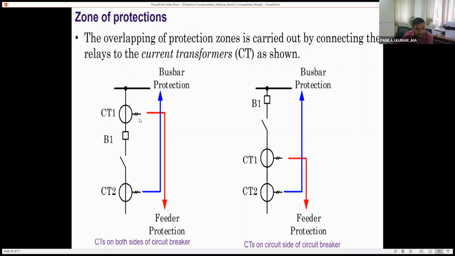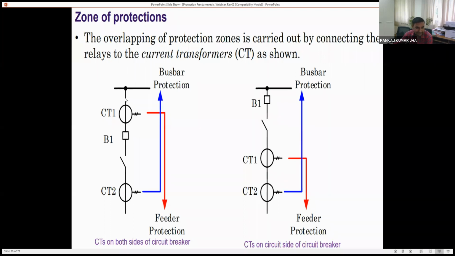And if you have two CTs on either side of the circuit breaker, this is the safest type of zone formation, because there will be no dead zones, there will be no end zone. Suppose there is any fault between this circuit breaker and current transformer, this will be immediately cleared by your bus bar protection as well as feeder protection, because any fault between this current transformer and your breaker will be inside the bus bar zone. Also, it will be inside the feeder zone.